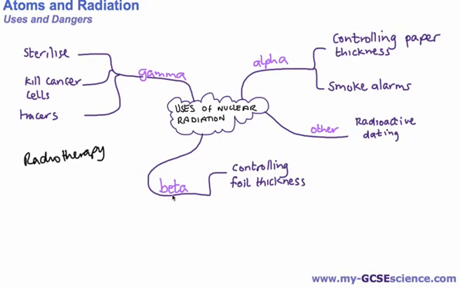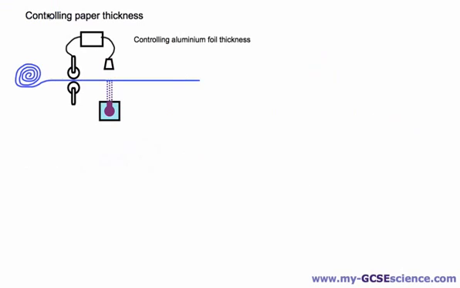And for beta particles, we can use it for controlling foil thickness. So it's a very similar idea to controlling paper thickness, but we use it for controlling the thickness of foil that's made in factories. So let's look at some of these in a little bit more detail. The first example here is to control paper thickness.